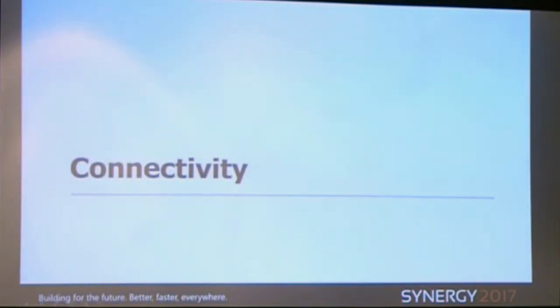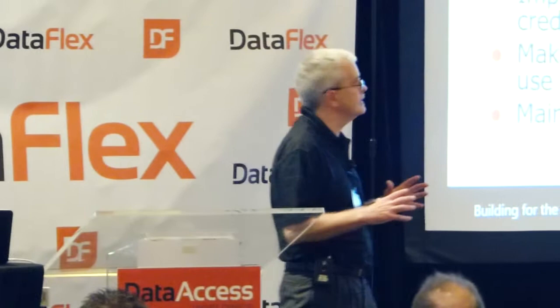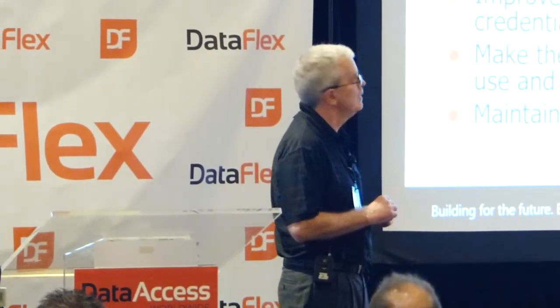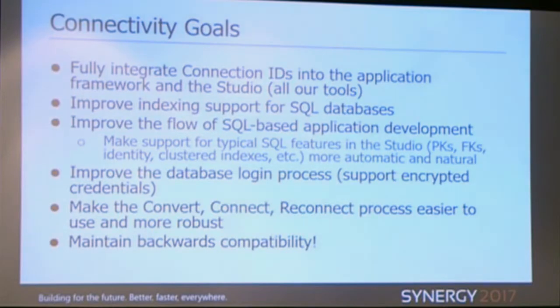So let's talk real quick about connectivity. As Chip said, this is one of the big headlines of what we're doing in 19.0, and this is what we set out when we started. These were our goals. We wanted to take this concept of connection IDs that's actually been there for quite a long time, but make it more pervasive in the product. We wanted all the tools to support its use. We wanted the applications to be easier to work with because of them. So we brought in connection IDs.